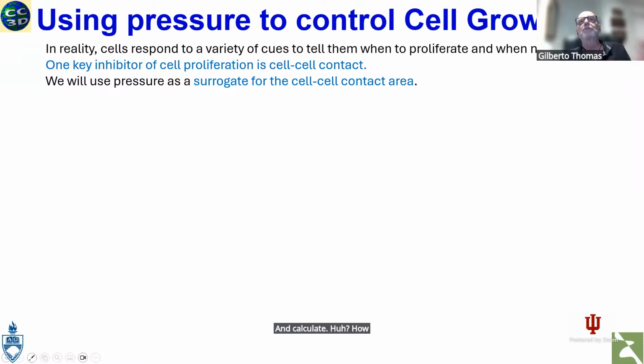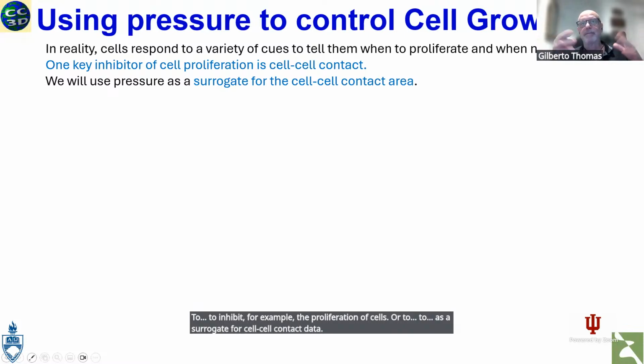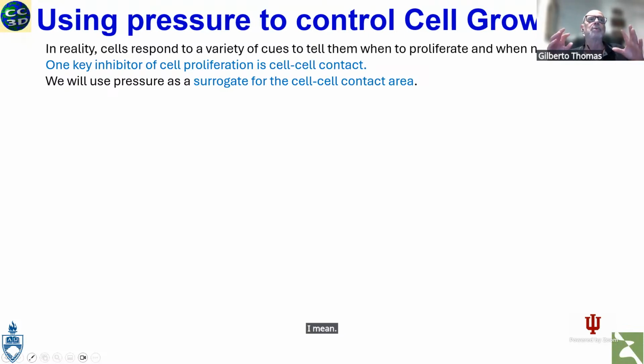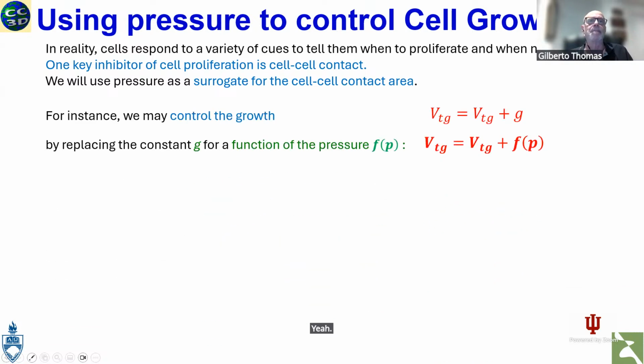How to use pressure to control cell growth. I mean, we can now use the concept of pressure and the value of the pressure in the system to inhibit, for example, the proliferation of cells, or as a surrogate for cell-cell contact area. I mean, to stop the volume of the cell and the surface of the cell from increasing indefinitely. Okay? Let's see how to do that.